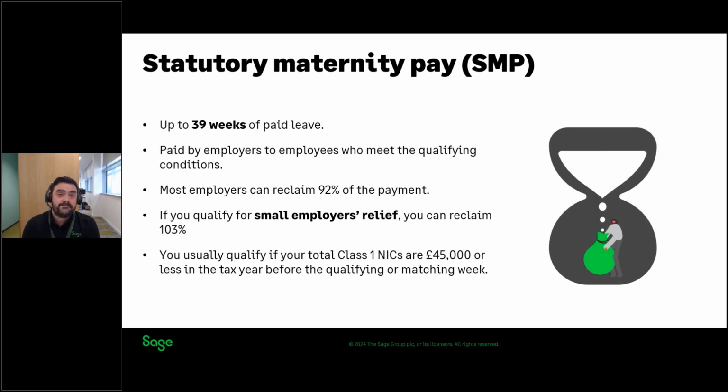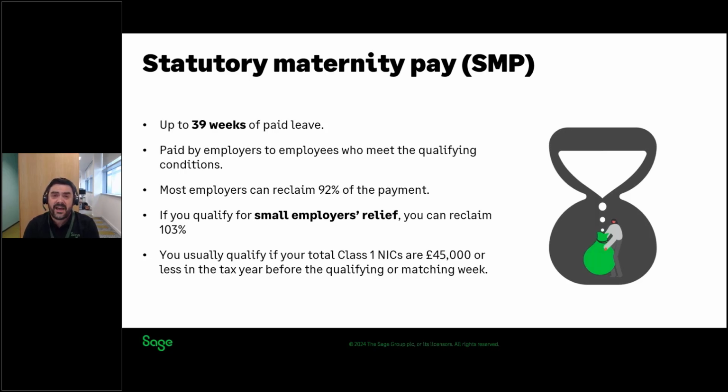Now, most employers are reclaiming 92% of the statutory parental pay. That's the standard reclaim amount. But if you're an employer who qualifies for small employers relief, you actually reclaim 103% of the statutory parental payment. And you would usually qualify for small employers relief if your total national insurance contributions for the tax year before the qualifying or matching week is £45,000 or less.